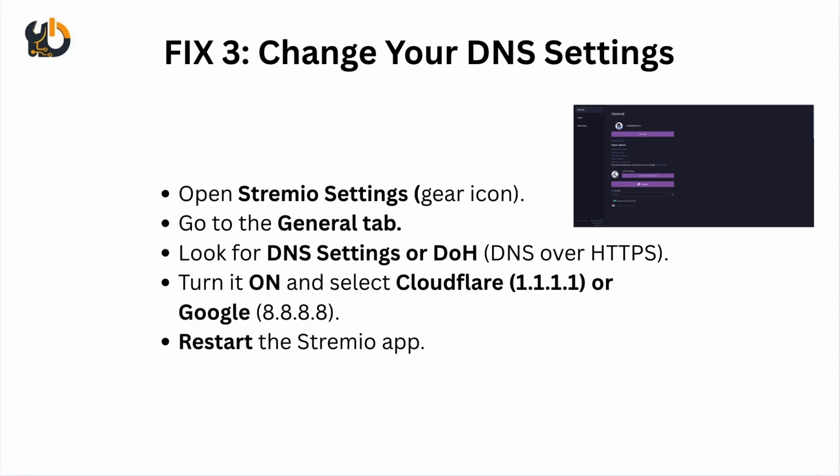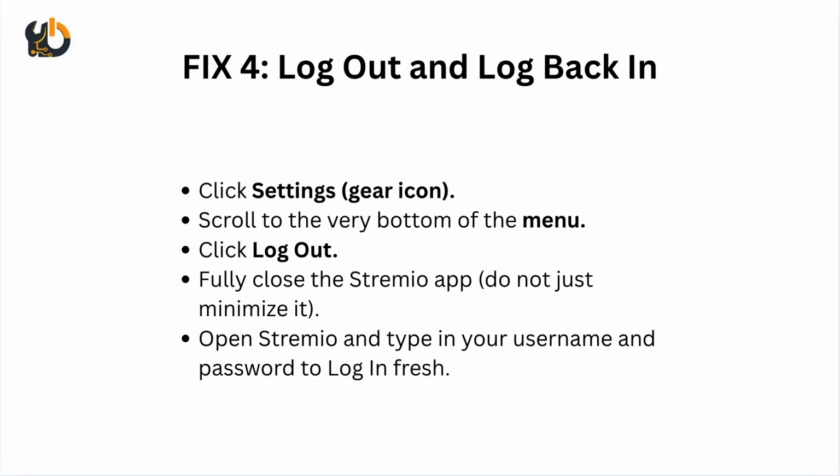Open Stremio setting, the gear icon. Go to the General tab, look for the DNS setting or DOH. Turn it on and select Cloudflare or Google. Restart the Stremio app. Fourth fix is log out and log back in.